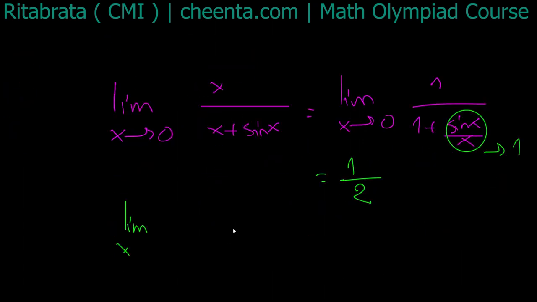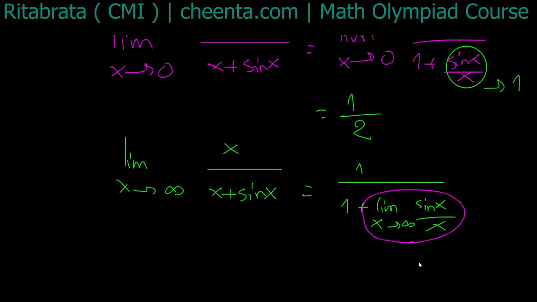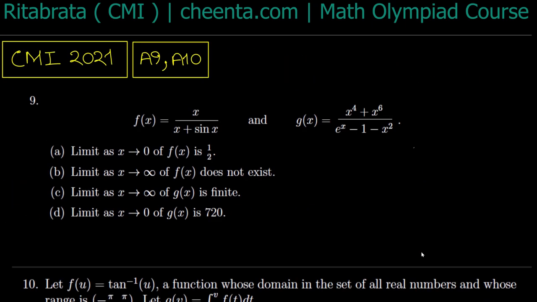Similarly, limit x tends to infinity of x by x plus sin x is the same as 1 by 1 plus limit x tends to infinity of sin x by x, by the same procedure. And sin x by x goes to 0 as x tends to infinity, because it is sandwiched between minus 1 by x and plus 1 by x, and both these bounds go to 0 as x tends to infinity. So this goes to 0, so this limit is just 1. So as x tends to 0, f(x) is half, true. The limit is 1 as x tends to infinity, so the claim that it is half there is false.